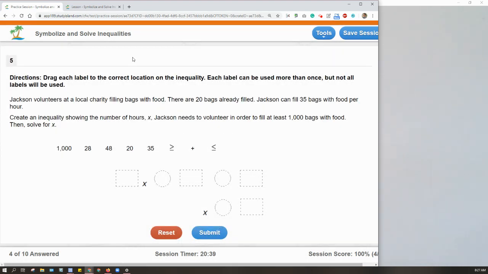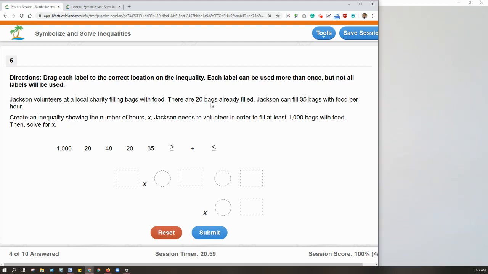Number 5. Jackson volunteers at a local charity filling bags with food. There are 20 bags already filled. Jackson can fill 35 bags with food per hour. Create an inequality showing the number of hours, X, Jackson needs to volunteer in order to fill at least 1,000 bags with food, then solve for X.